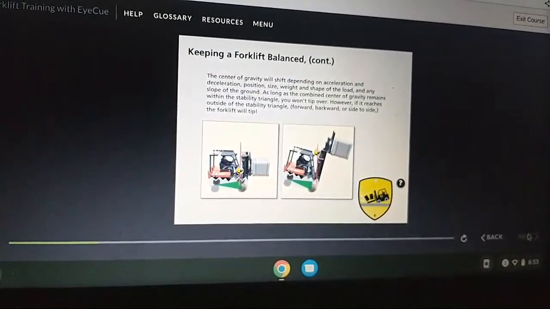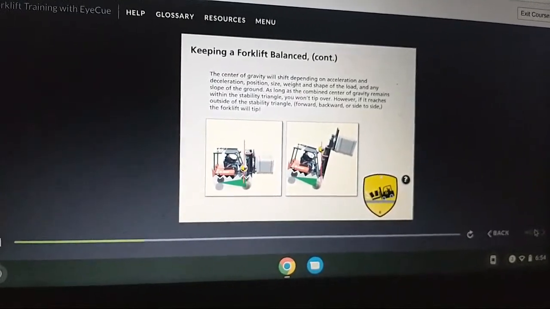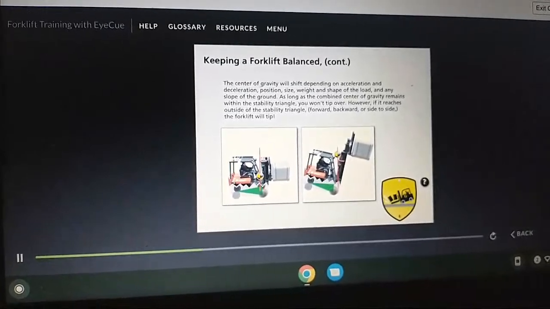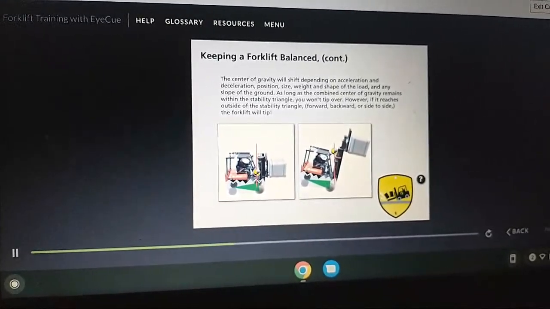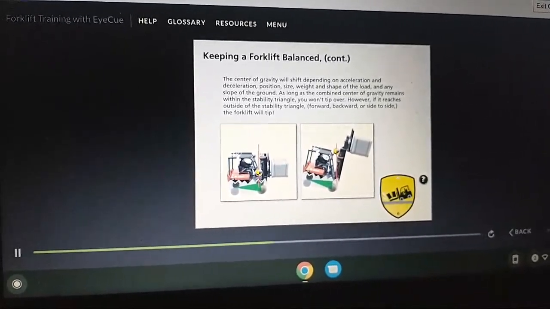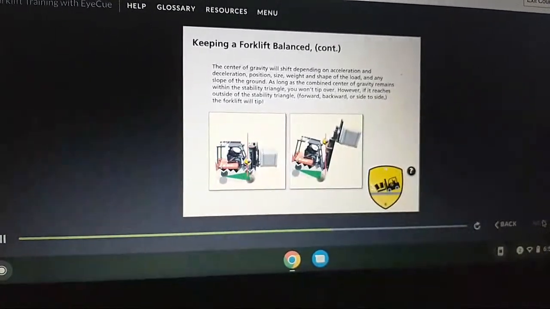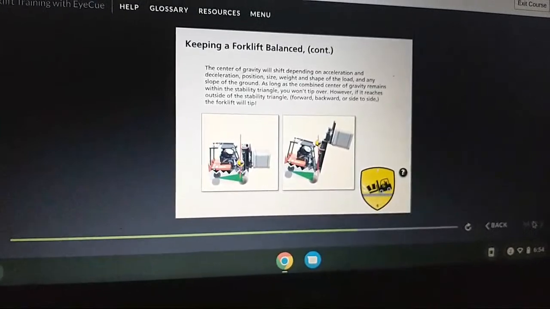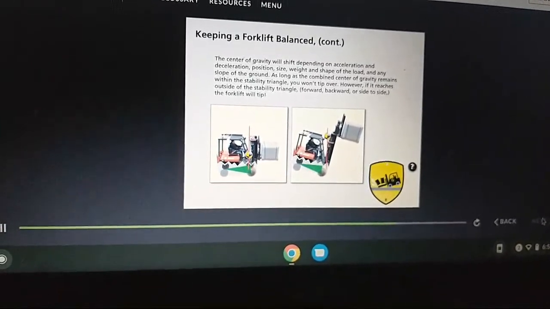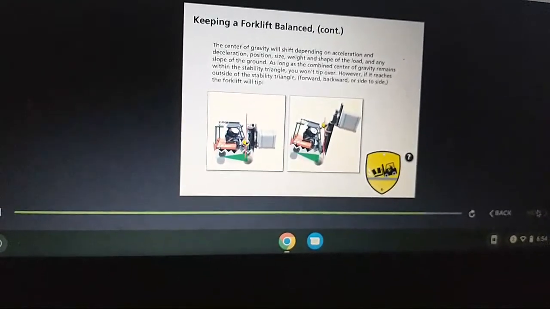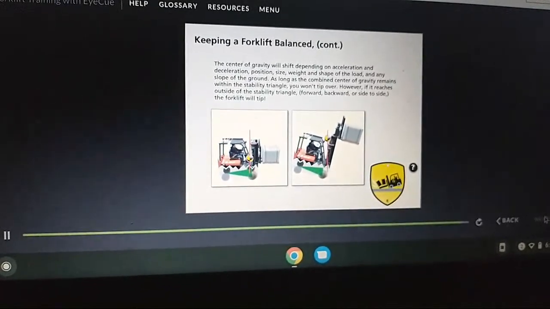The center of gravity will shift depending on acceleration and deceleration, position, size, weight, and shape of the load, and any slope of the ground. As long as the combined center of gravity remains within the stability triangle, you won't tip over. However, if it reaches outside of the stability triangle, forward, backward, or side to side, the forklift will tip.